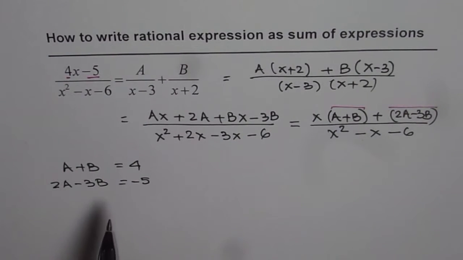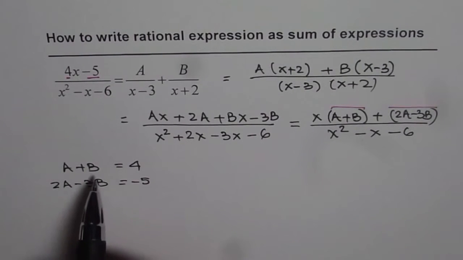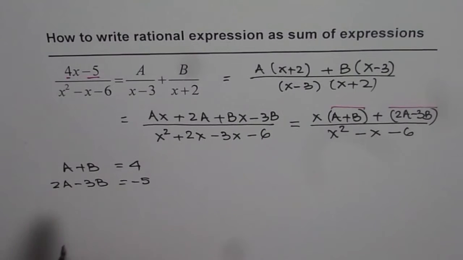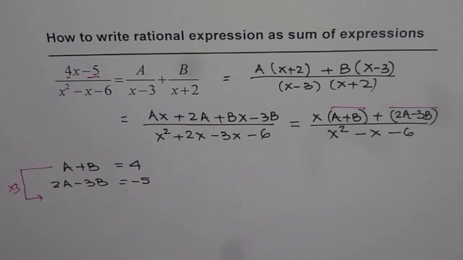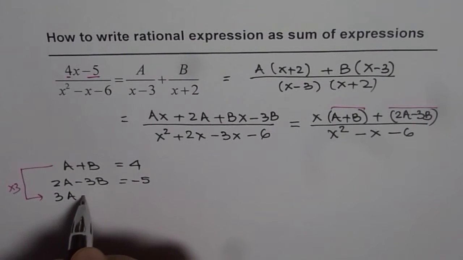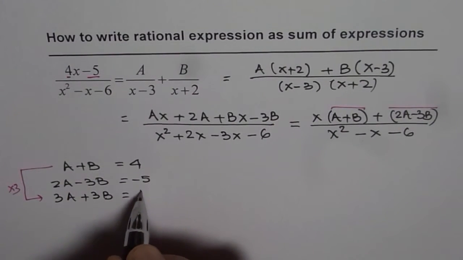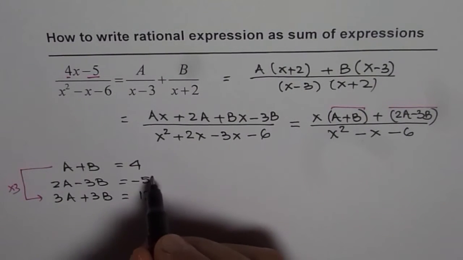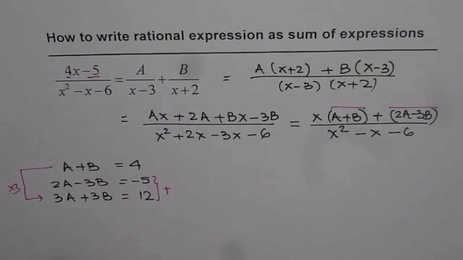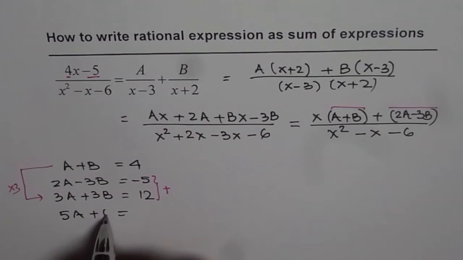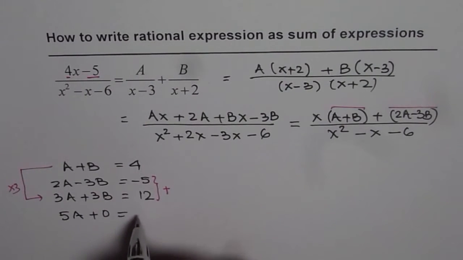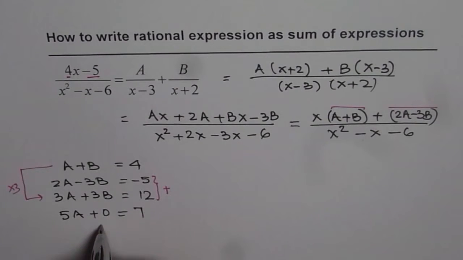So if I multiply the first one by, let us say 3, and then add them up, what do we get? If I multiply the first equation by 3, the whole equation, we get 3a + 3b = 12. And now if I add these two, then we have 5a = 12 - 5, which is 7. So a is equal to 7/5.